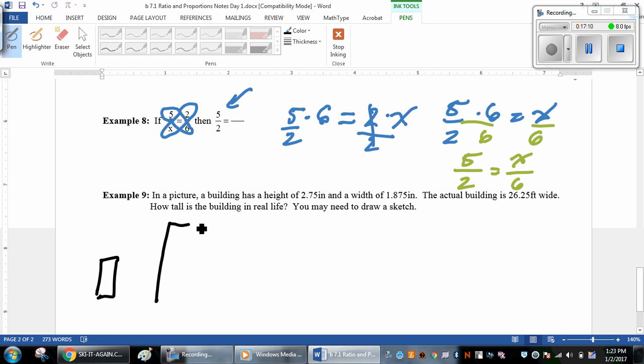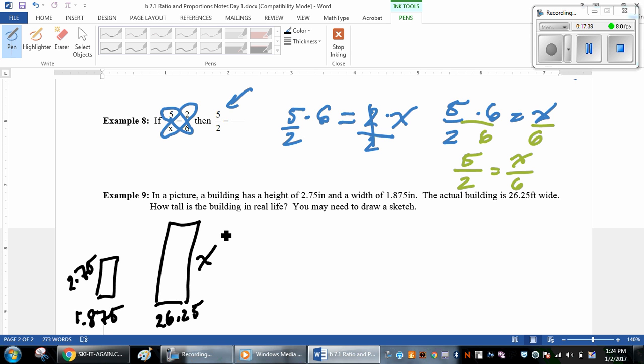And then we have our actual building, which is still kind of small, but let's label these things. So here's our little one in the picture, 2.75, and a width of 1.875. Then we have this big one. The actual building is 26.25. And we don't know the height, so that's where we're going to put our x. Whatever we don't know, or whatever we want, that's where we're going to put our x, or our variable.